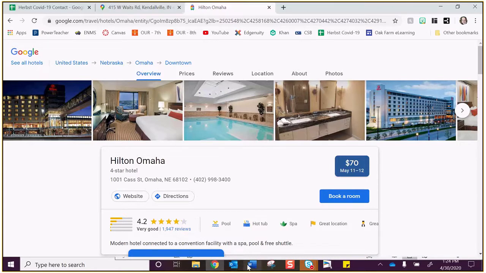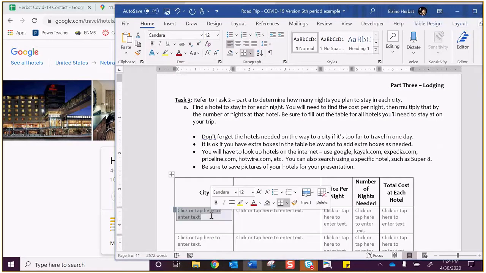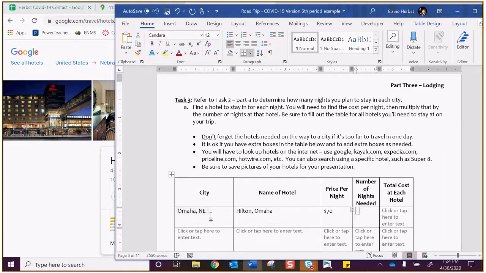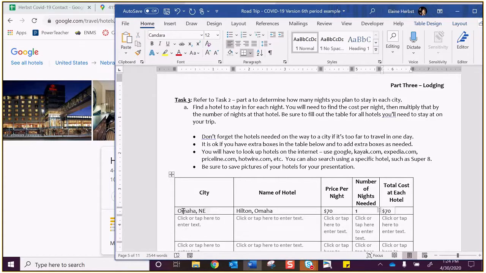So I'm going to go back to my document. The city is Omaha, Nebraska. It's the Hilton Omaha. It's $70 per night. I'm only staying one night because remember, this is just while I'm traveling. So it's going to cost me $70 altogether. Okay, so that's the first part of the trip.